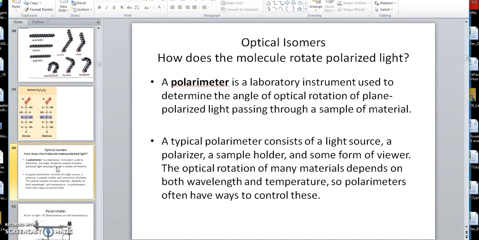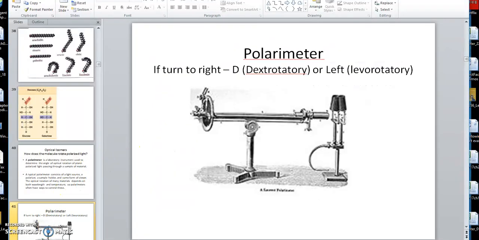Optical isomers are basically kind of a weird thing. It's how the molecule rotates polarized light. Now, polarized light is in one direction. Light in the ceiling is coming down in multiple directions. But we have a device called a polarimeter that can send light in one direction. And what you basically do is put the molecule, the sample, in there, and you turn a dial in order to see the light come through.